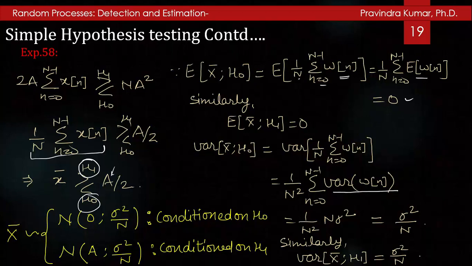So here you can see under hypothesis H0, the sample mean will have a Gaussian PDF with mean 0 and variance sigma square by n. And under hypothesis H1, the sample mean has a Gaussian PDF with mean A and variance sigma square by n. So here the variances are the same, but the means are 0 and A. If the sample mean is greater than A by 2, then we decide hypothesis H1 is true, and if the sample mean is less than A by 2, then we decide hypothesis H0.